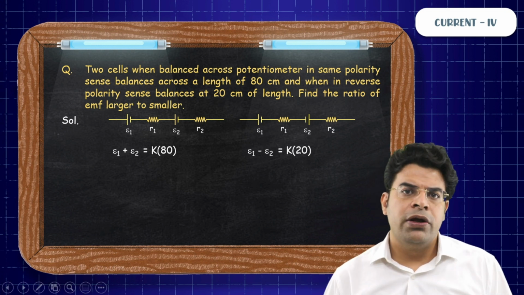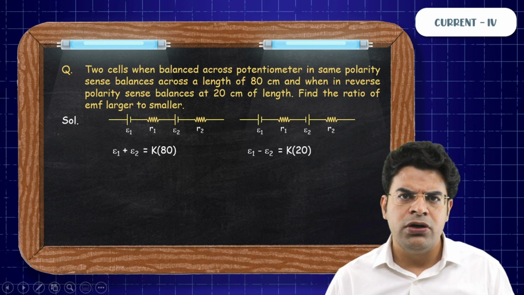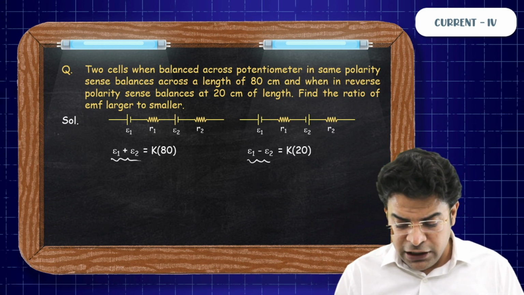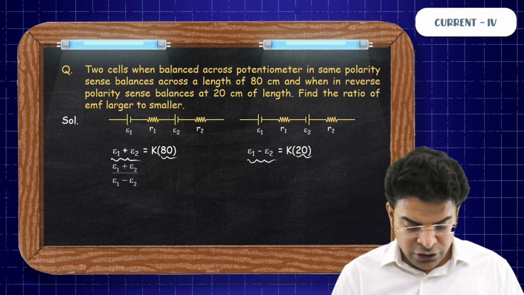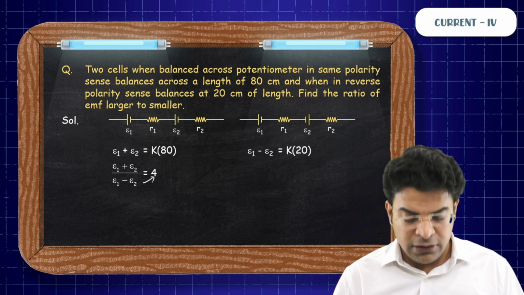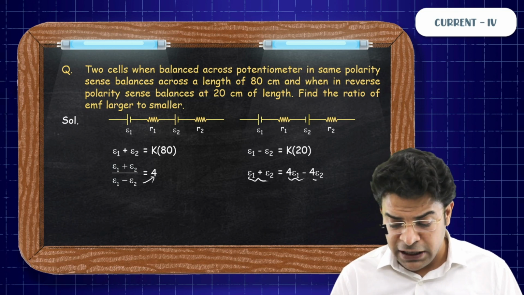Game over. If you have written these two equations, you have got the ratio of E1 to E2. How? So simply divide both the sides. So you will get E1 plus E2 upon E1 minus E2 equals 80 by 20, which is 4. So you get E1 plus E2 upon E1 minus E2 equals 4. Now bring this E1 minus E2 to the right hand side. So you get E1 plus E2 equals 4E1 minus 4E2.